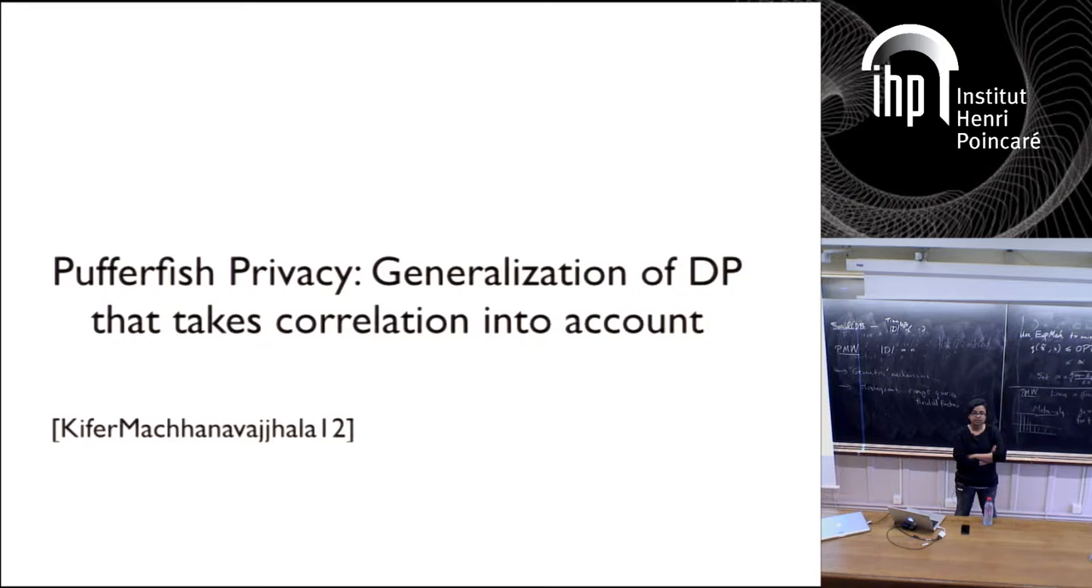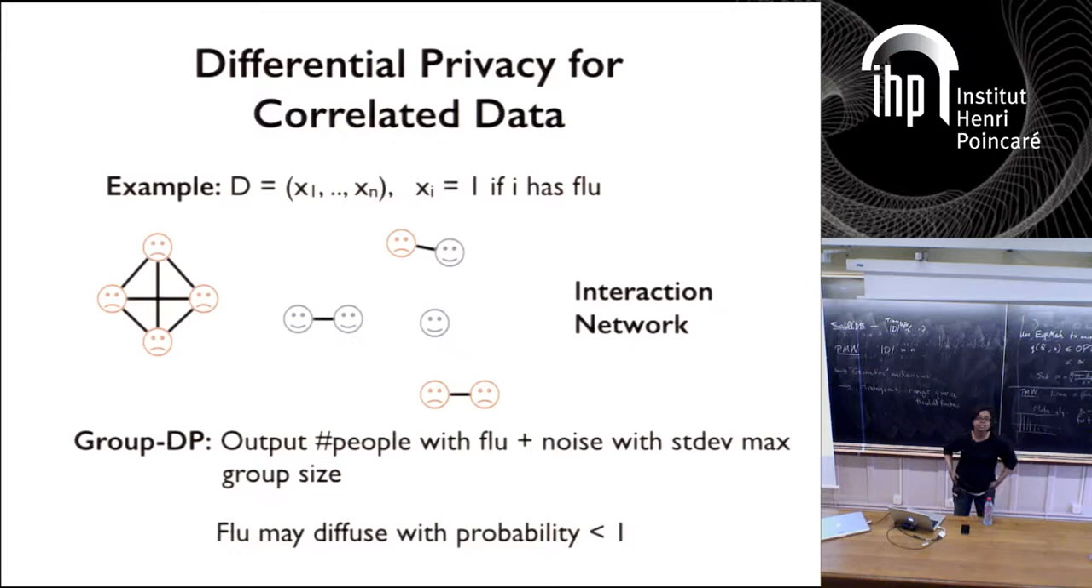So in this case, what would happen is you would have a set of model classes. Your model class could be that flu spreads with probability, let's say 0.1 to 0.5, right? Here 0.5 is the worst case model. So under that model, you are adding enough noise to cover that model with high probability.